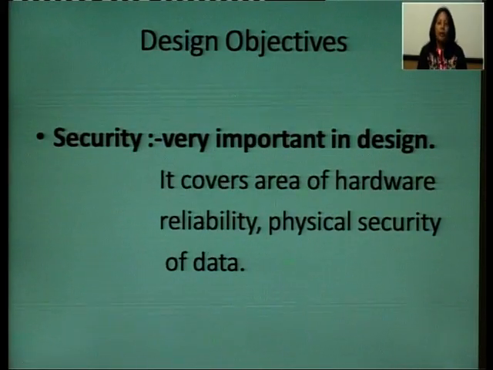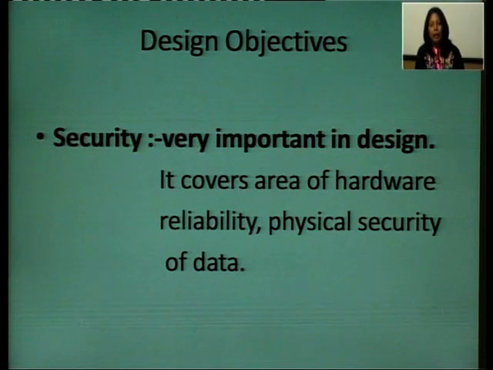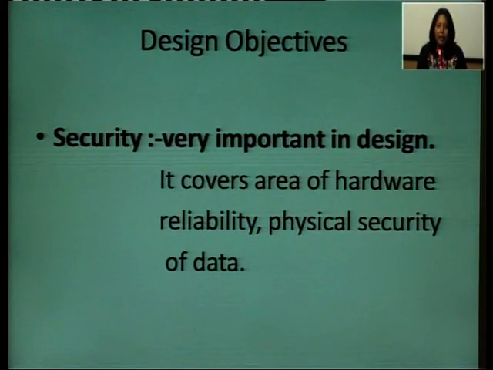So a very important aspect of the objectives of the design is security. That is a very important factor in the design. When we physically design the system, it can cover the area of hardware reliability, physical security of the data, right? Security is very important in design. It covers the area of hardware reliability and physical security of data.